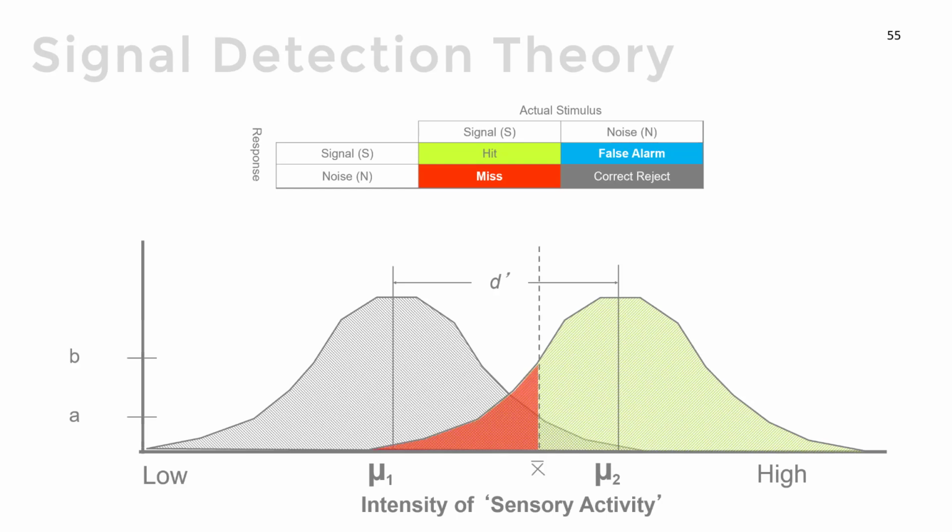So if we were to place our decision line in the same place as before, we can now see that the red area, or that miss area, has been reduced and the hit area has been increased.